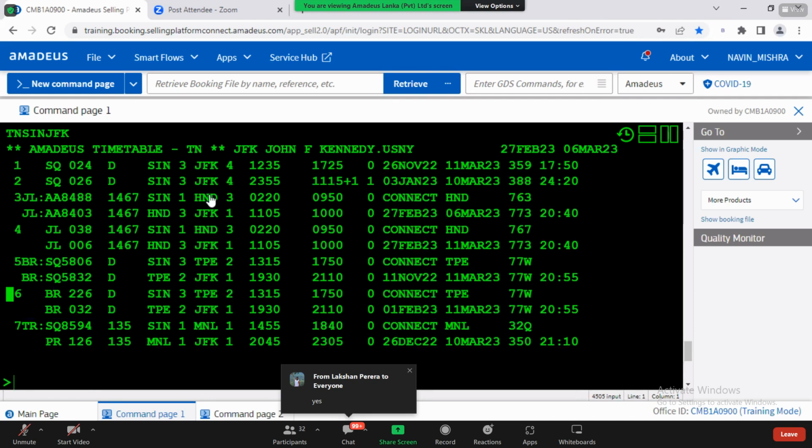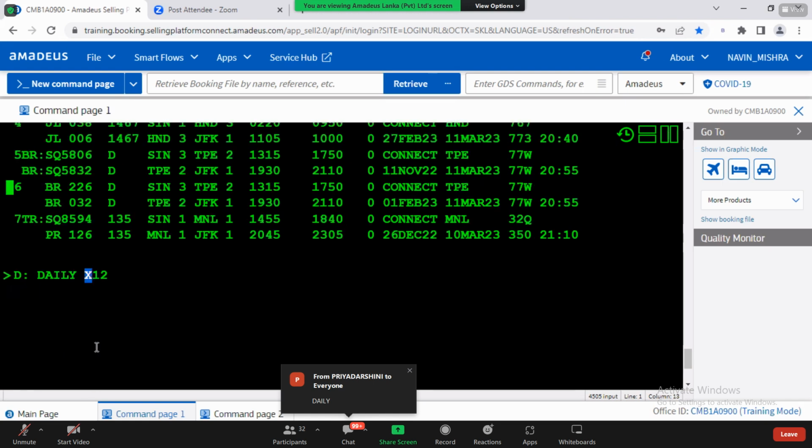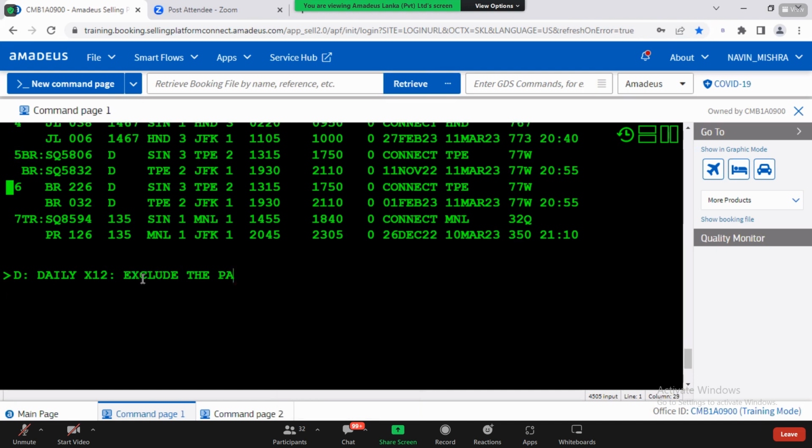Now, whenever you see in the timetable, it shows as D. So whenever you see D, D stands for what? Daily. That means the flight is operating daily. And apart from D, if you see X, 1 and 2, what does X mean? X stands for excluding that day, exclude the particular day.